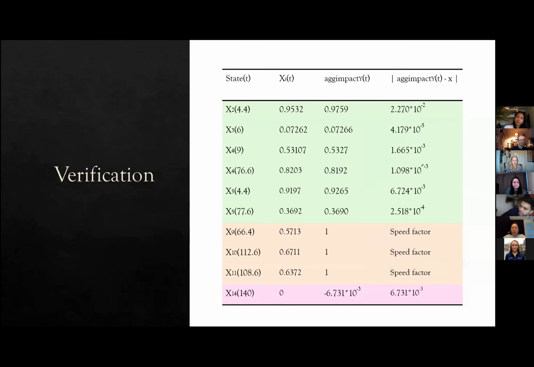So for verification, we calculated the aggregated impact. As you can see, for all these states, they are below or pretty accurate. That is not the case for the Hebbian states, but that is because the speed factor is 0, and the speed factor has to be 0 to accurately calculate the aggregate impact.